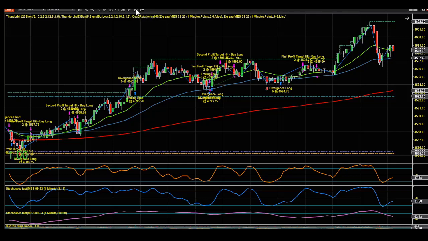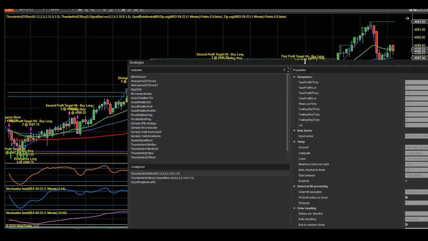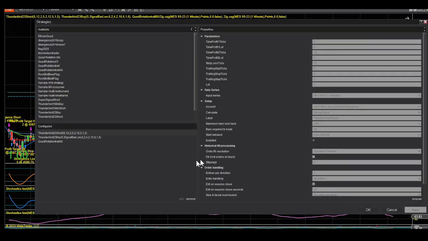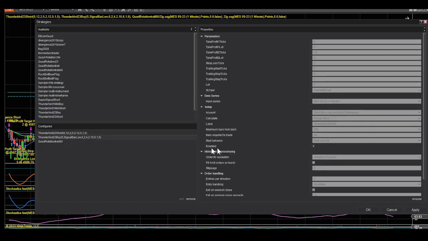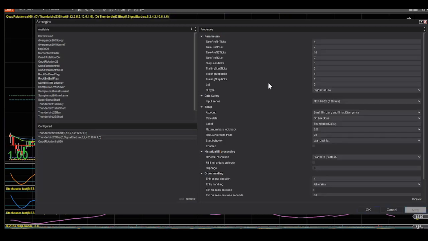When you have the bot, you have all these parameters here. I want to show you the parameters here. So here's your RockBot, and this is like you would pull down your scripts after you download them, put them on your NinjaTrader platform. You'll have them here, and then you have a set of parameters here.